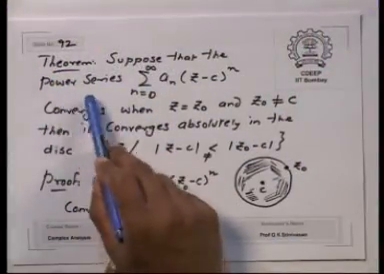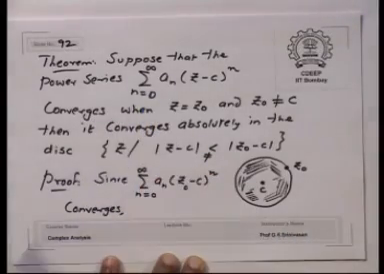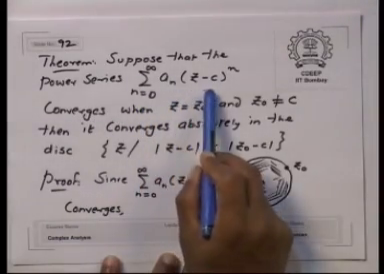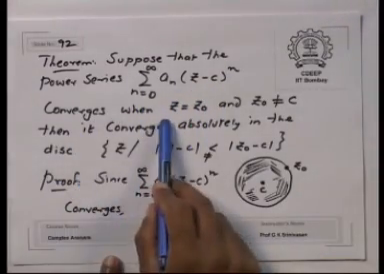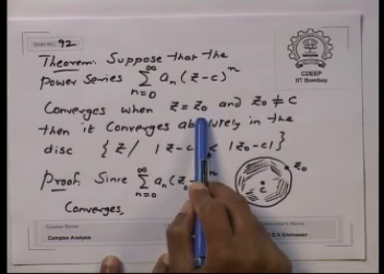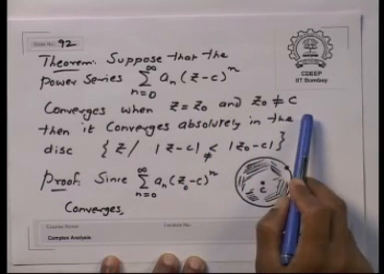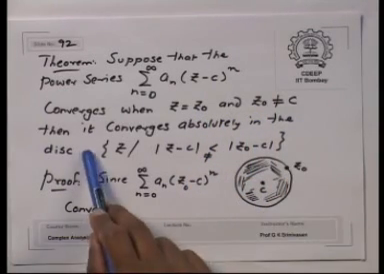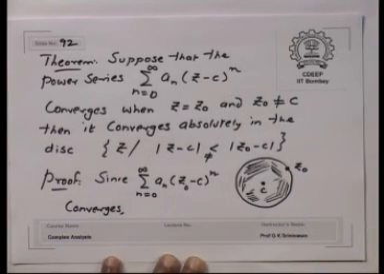Suppose that the power series sigma n from 0 to infinity a n (z minus c) to the power n converges when z equal to z naught, and z naught is not the center, then it converges absolutely in the disk mod z minus c strictly less than mod of z naught minus c. This is a preparatory theorem for the main result.